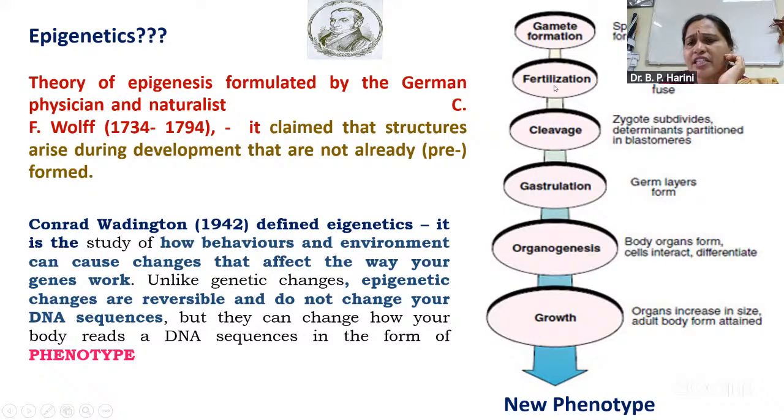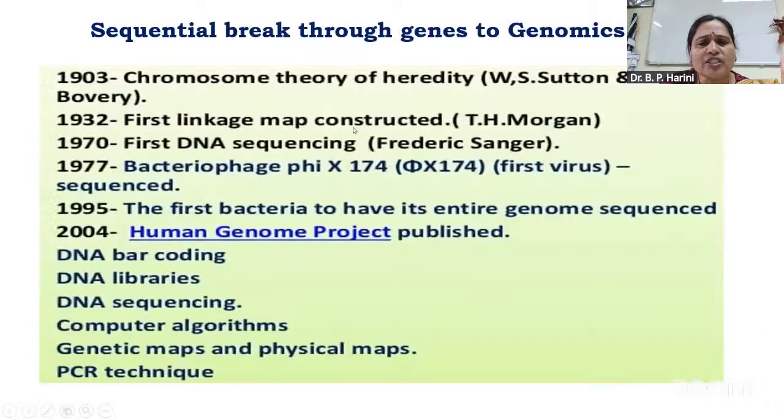At each and every stage of development, a lot of alterations happen. They have to undergo fertilization, followed by cleavage, gastrulation, organogenesis, or growth, which then leads to a new phenotype. At each and every stage of development, the genes have to undergo switch-on and switch-off mechanisms. So these are the sequential steps from gene to genome.